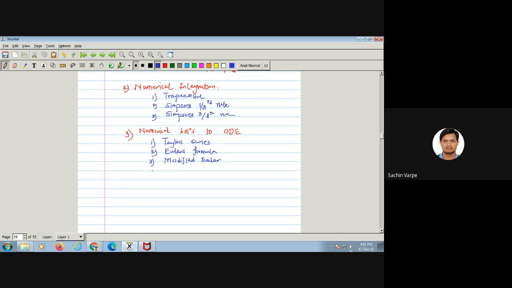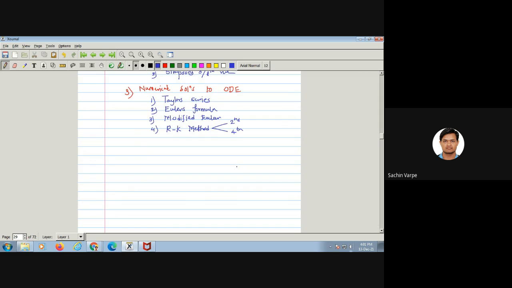Fourth one as a RK method we have discussed, Runge-Kutta method. That method we have discussed in 2 parts, RK method of second order and RK method of fourth order. I hope you all have remembered that 4Ks and 2Ks RK method. And the last method as a predictor corrector method. Yes. Predictor corrector method.